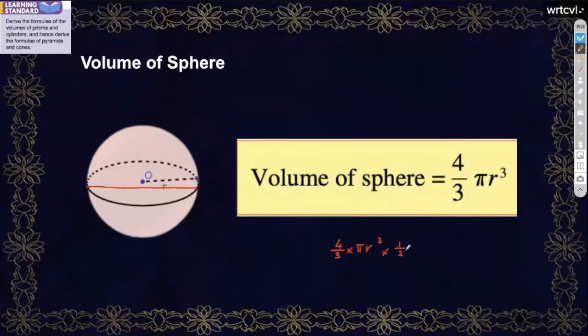Okay, this one will become like this. You can divide. So what is our final formula to determine the hemisphere? Anybody respond at the chat? Let me check. Okay, Nasrin gave 2/3 pi r cube. Yes, so it will become 2/3.